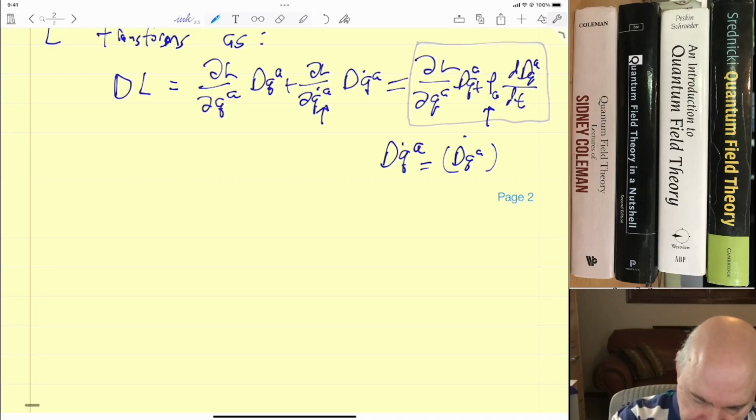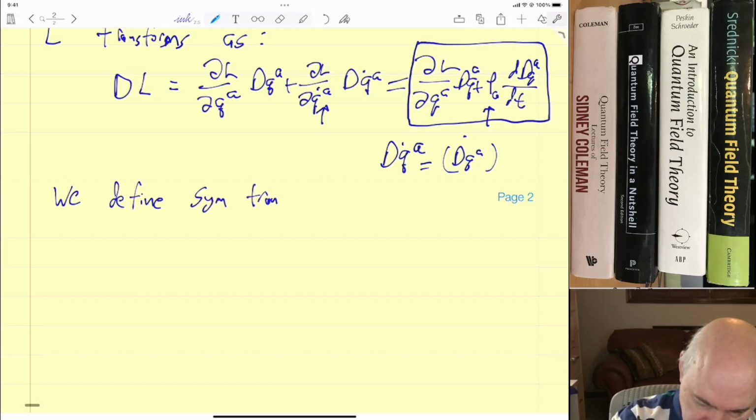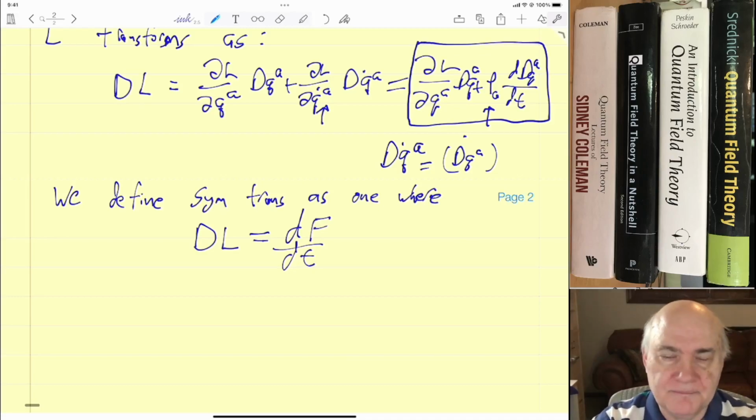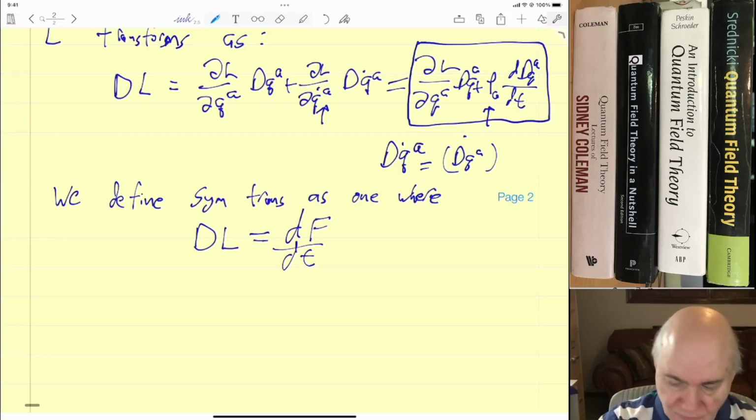Now, we define, or Coleman defines, a symmetry transformation as one where the change in the Lagrangian from the symmetry transformation is equal to df/dt. I'll talk about f in a second. The key thing here is that this holds for arbitrary transformations, not just functions that solve the equations of motion.